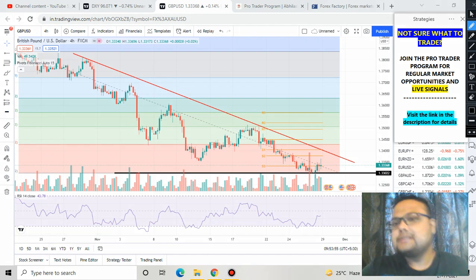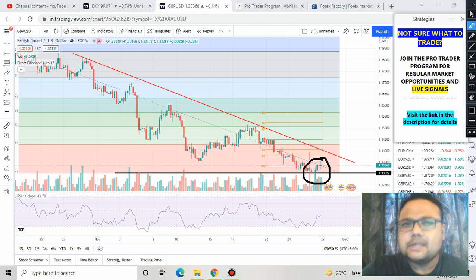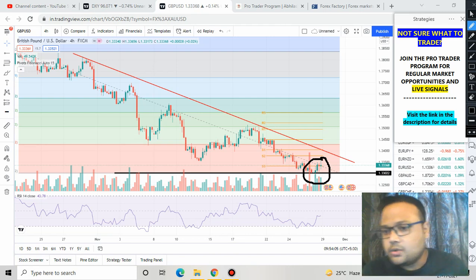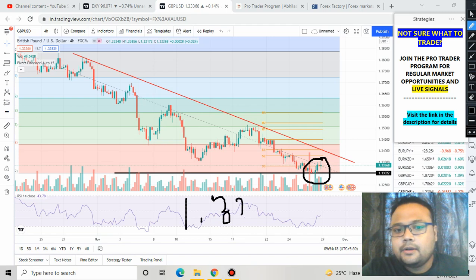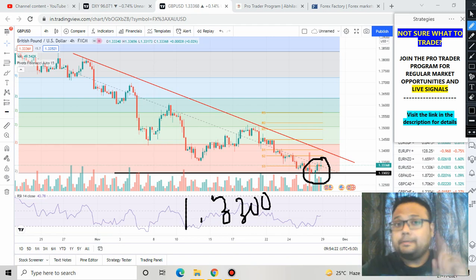So I'll say that going for a long position on GBP USD is still very risky, because we saw dollar falling yesterday, but still GBP USD failed to go up. As a result, if you have a buy position on GBP USD, then please do exit from the buy position if it breaks the level of 1.3300.